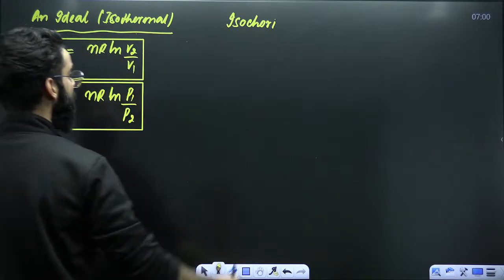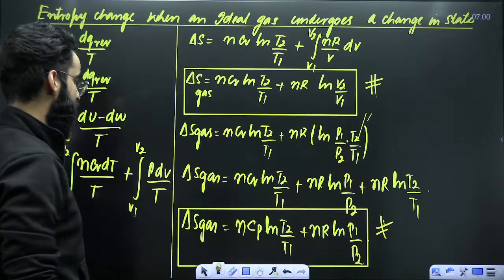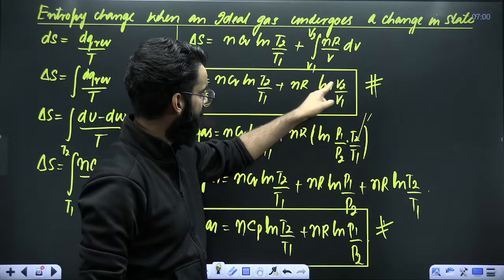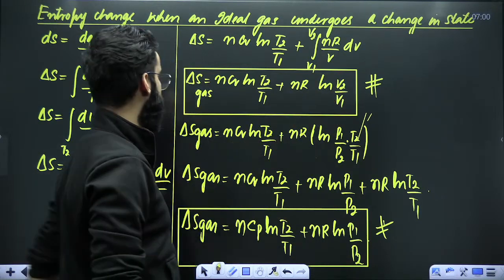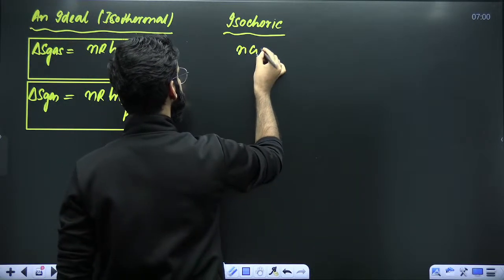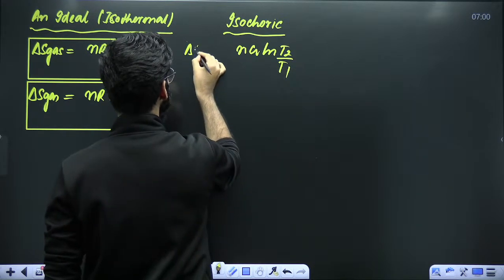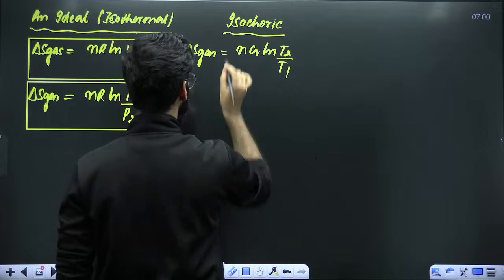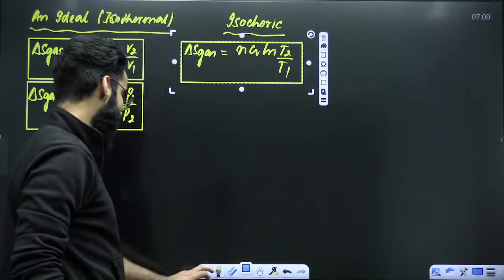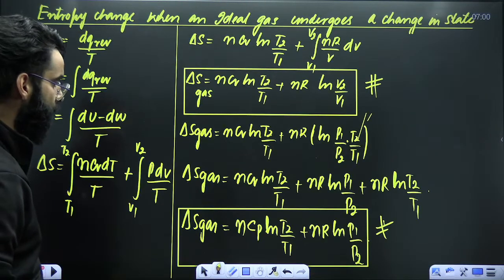Now, if the ideal gas undergoes an isochoric process, volume is constant, so V1 is equal to V2. That gets cancelled out, ln of 1 is 0, this term is 0, so it's going to be nCV ln T2 divided by T1. This is your delta S of the gas when the gas undergoes an isochoric process.